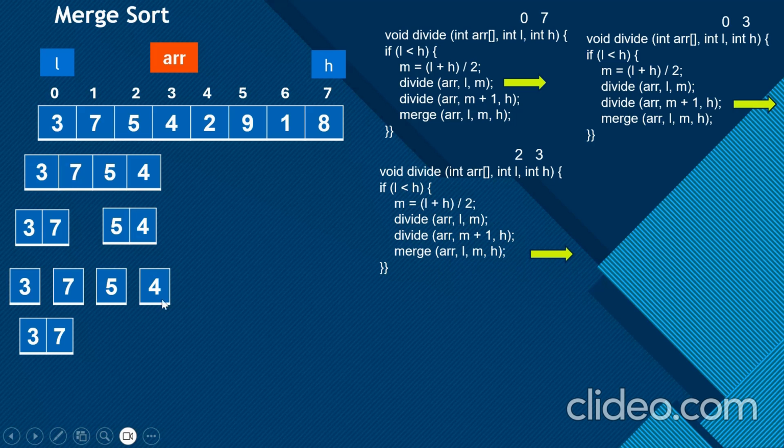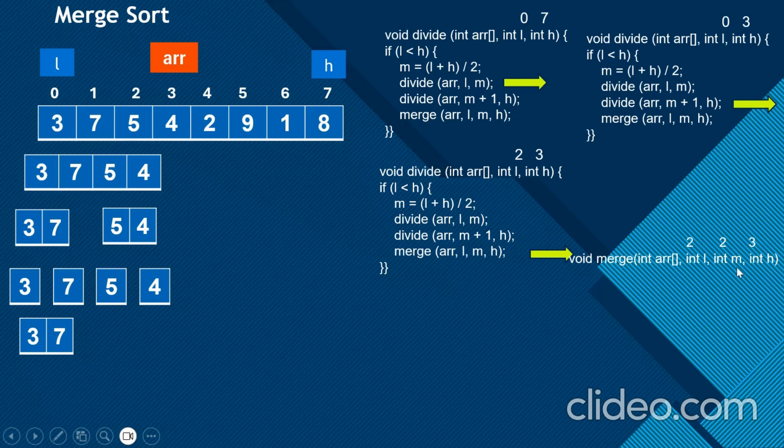So you guessed it right, just like we did in the case of 3 and 7 to get it merged into a sub-array of 3 and 7. Now we would be combining or merging these two sub-arrays into a sub-array with these two elements. First, let's have a look at what the arguments would be. It would be ARR, L would be 2, M would be 2, and H would be 3.